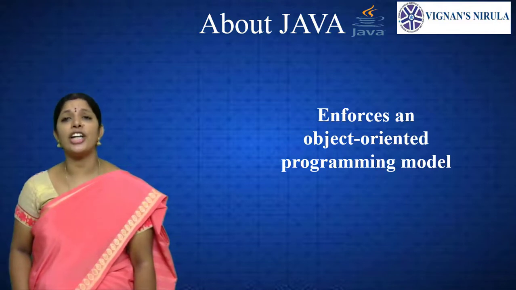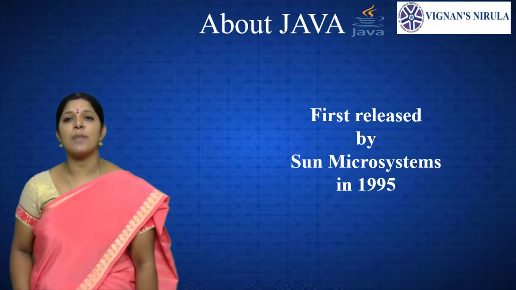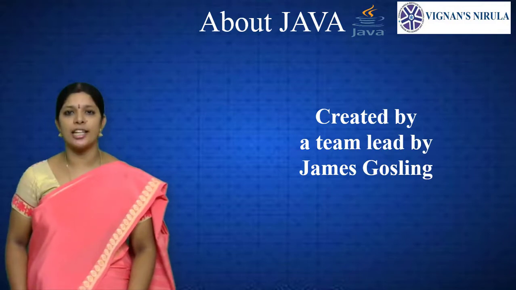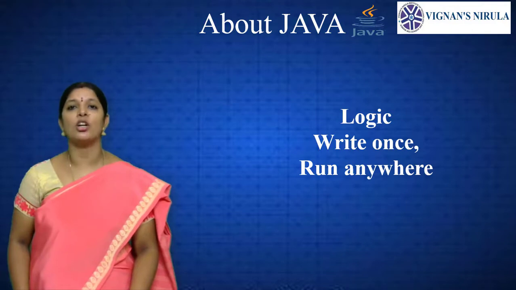Java is a concurrent and class-based programming language. Java was first released by Sun Microsystems in 1995. Java is a computing language created by James Gosling's team. Java is an application programming language which follows the logic of write once and run anywhere.